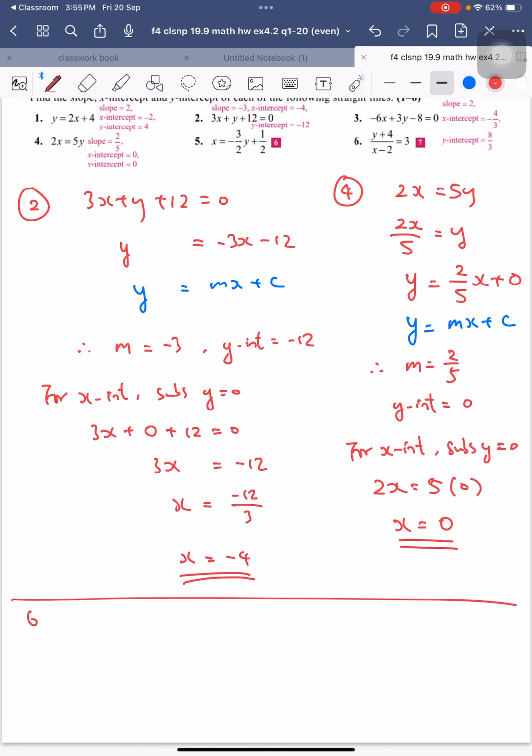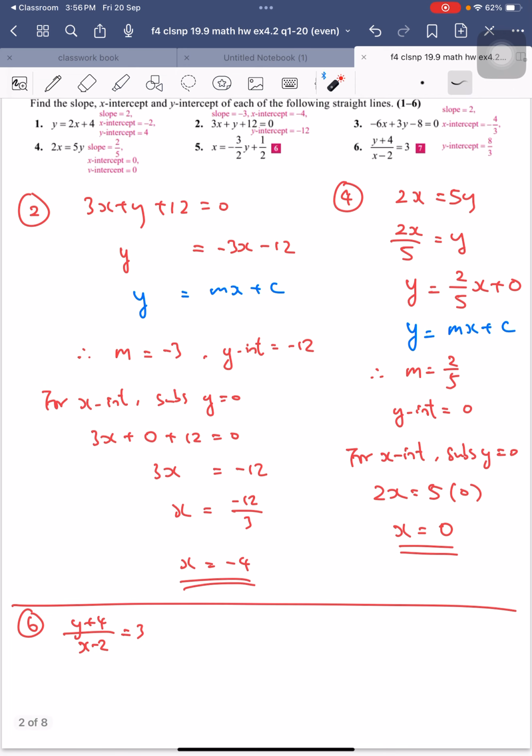For question 6, I have (y + 4) divided by (x - 2) = 3. In this question, we can change it to y = mx + c again. This is a fraction. I don't want this divide, so the divide by x - 2 moving to the right becomes times. So now I have y + 4 = 3 times (x - 2). Remember there's a bracket here to emphasize using the 3 times the whole x - 2. Then I can expand the bracket. So now I have y + 4 = 3x - 6.